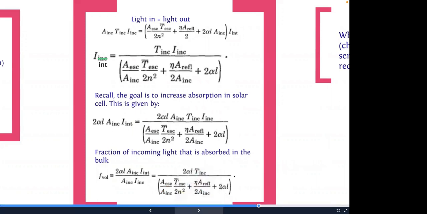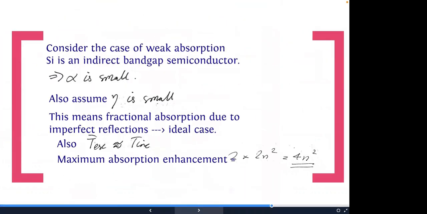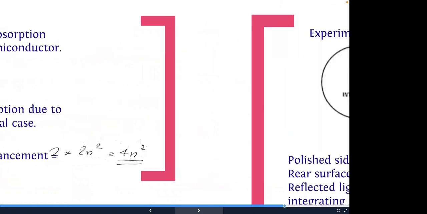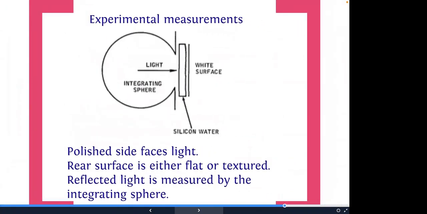Anyway, the algebra is not terribly important, but the key thing here is that that factor of 4n squared is quite critical. Now, how does this actually come into play in actual practice? In the paper, there's a very nice experiment, which is really simple and elegant to understand. The experiment is what's shown in this picture. There's a white surface, which is our mirror, basically. And there's a silicon wafer in front of it, which is right here.